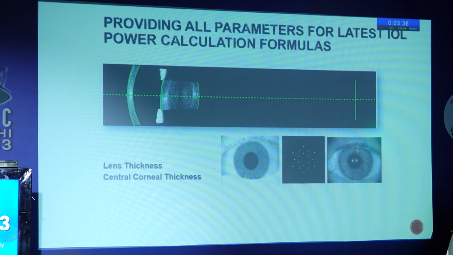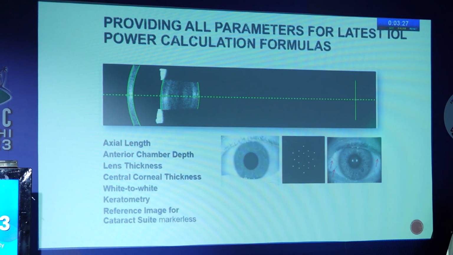It provides all parameters for the latest IOL power calculation formulas like the axial length, anterior chamber depth, lens thickness, central corneal thickness, white-to-white measurement, keratometry, and a reference image for cataract surgery, markerless.